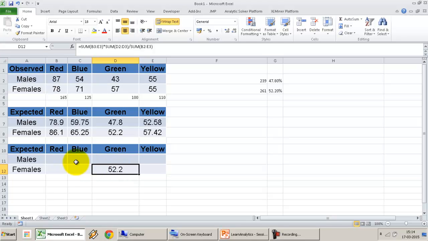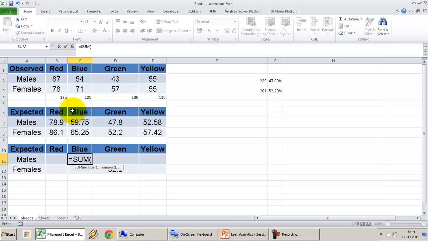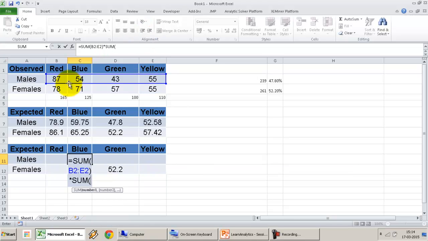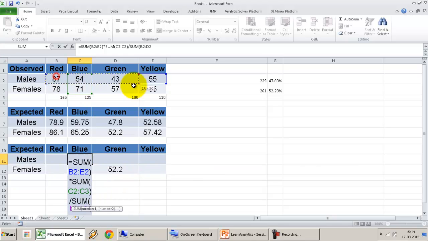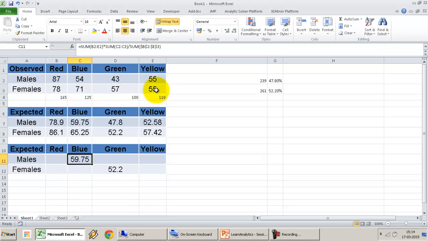Similarly, I want to calculate the expected frequency for males in Blue House. I again look at the row total. So this is the row total. Multiply this with the column total. The column total is over here, and I divide this whole by the summation of 500, or the total number of students, and I get 59.75.